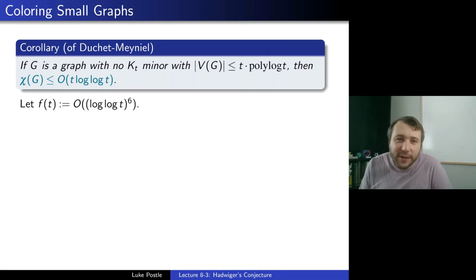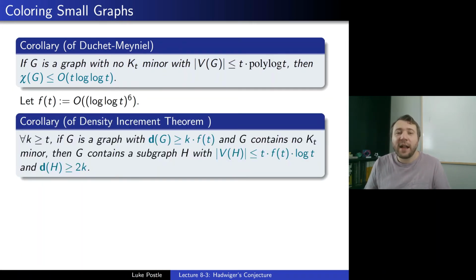Now, to finish off the quarter proof, let me go through the idea. So let's say let f of t be this log t to the 6th, this additional term. This is where the density increment theorem from last time comes in. So a corollary of the density increment theorem is that if G is a graph and the density is at least k times this f of t, this kind of error term, and G contains no K_t minor, then you have a small dense subgraph, where the number of vertices is at most t f(t) log t, and the density is at least 2k.